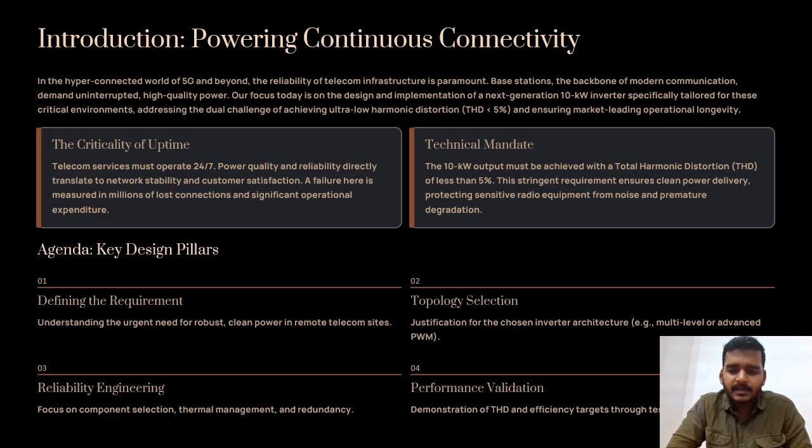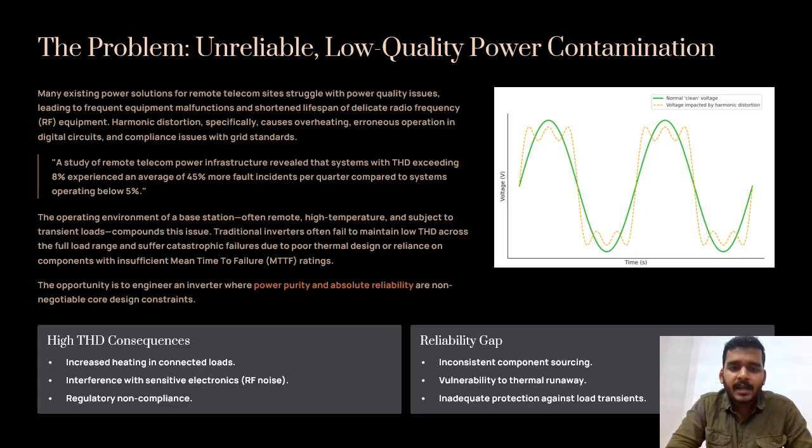So we can discuss the technical optimization of the inverter and unreliable, low-quality power contamination. Low-quality contamination tells us about the radio wave frequency and how far the harmonic distortion extends, and the equipment we use. So with high THD, interference increases. If THD is higher, sensitive electronics are damaged. This is called runaway, and there is increased heating on connected loads. It increases the heating if the total harmonic distortion is higher.